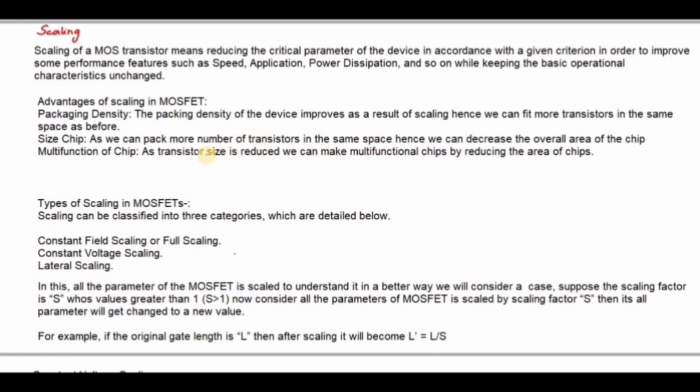Next, multifunction of chips. Since the transistor size is reduced, we can make multifunctional chips by reducing the area of the chips.